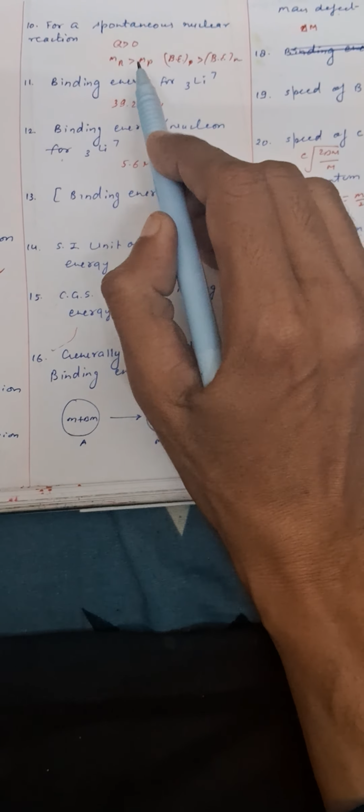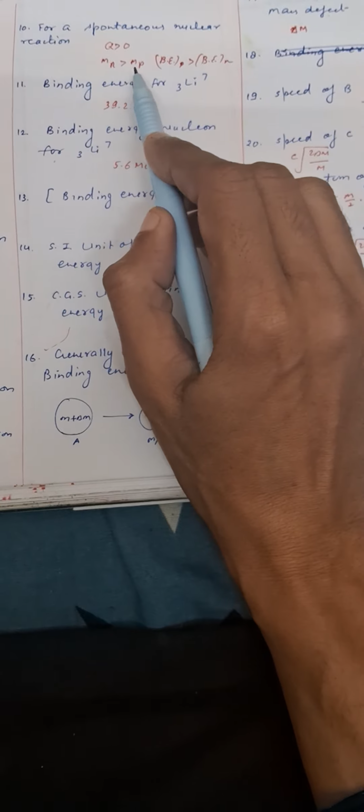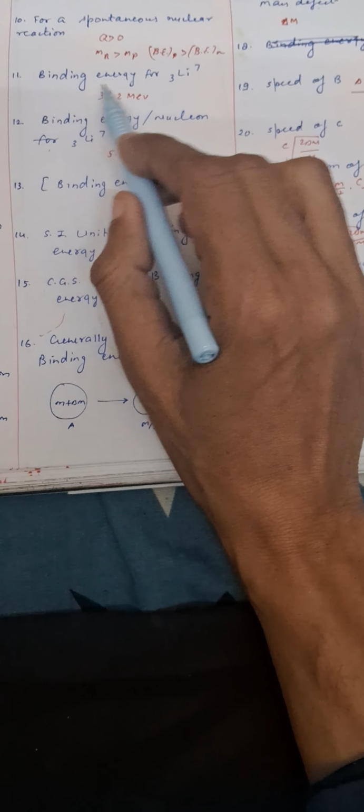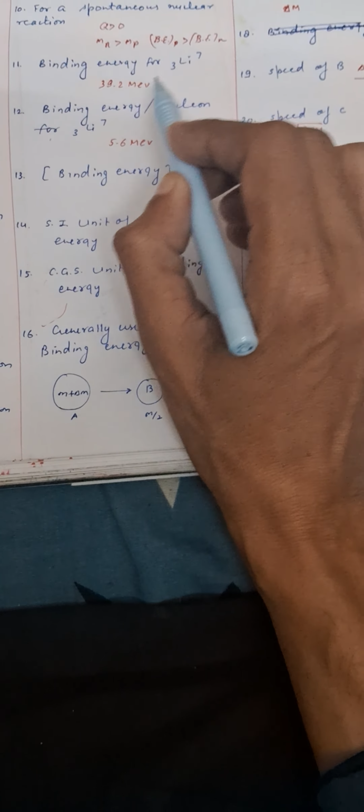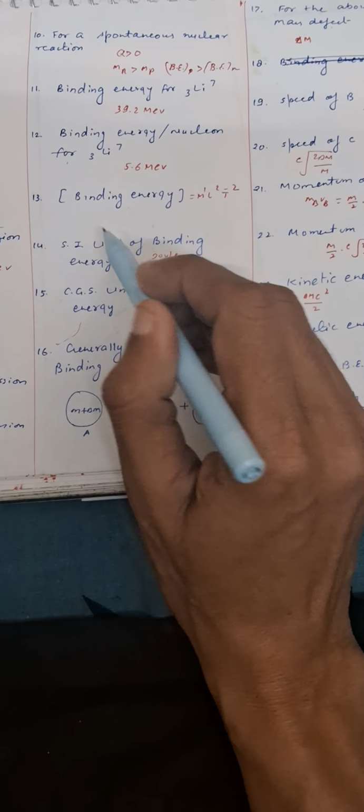Next, for a spontaneous nuclear reaction, Q is positive, the mass of reactant is greater than the mass of product, but the binding energy of product is greater than the binding energy of reactant. Next is the binding energy for lithium-7, which is about 39.2 mega electron volt. Next is the binding energy per nucleon for this, about 5.6 mega electron volt.